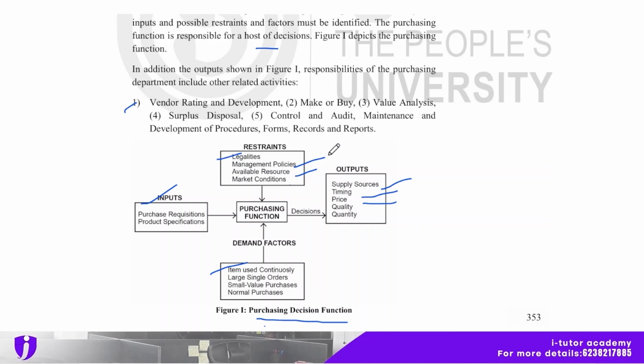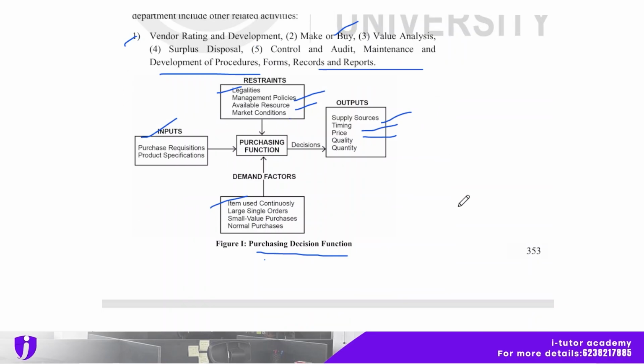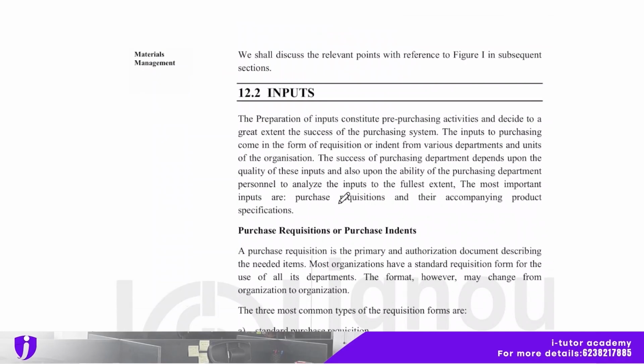So this is vendor rating and development, make or buy, value analysis, surplus disposal and control and audit, maintenance and development of procedures, forms, record and reports. Okay, and next is input.